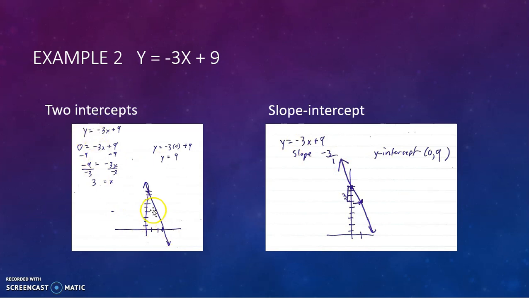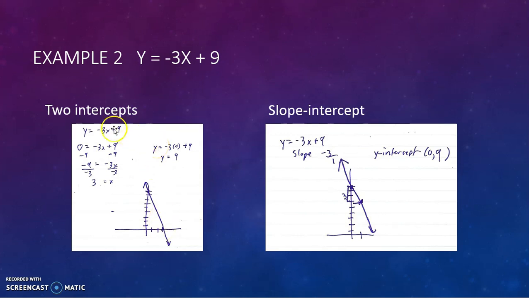The 2-intercept method, I've got this. I plug in 0 for y here. I will subtract 9 from both sides. Gives me -9 is -3x. I divide by -3. And then x is +3. Okay, and that's that point right there.